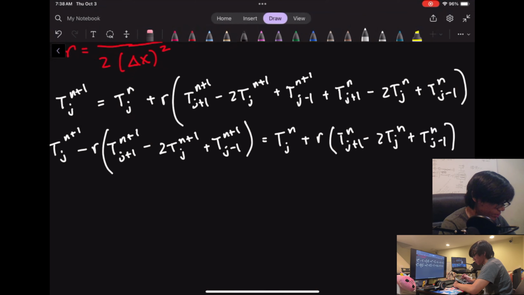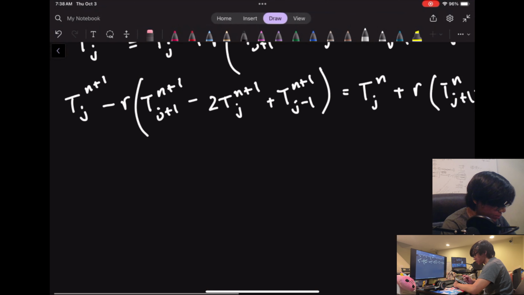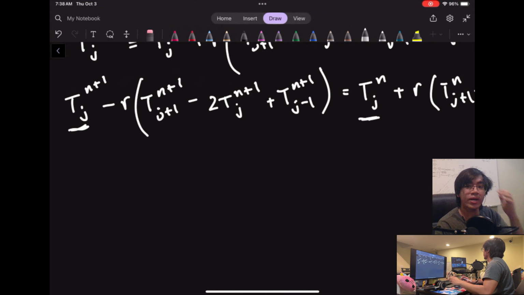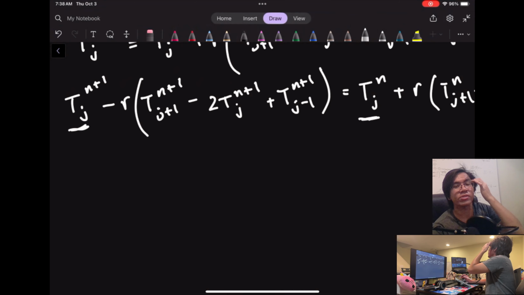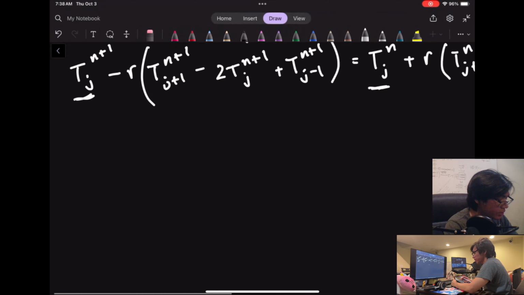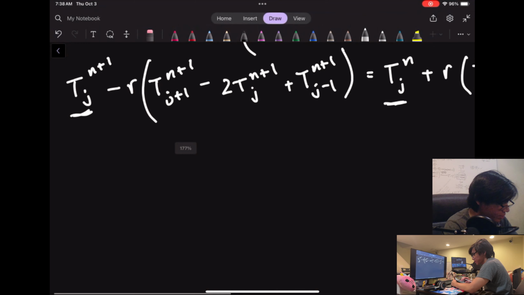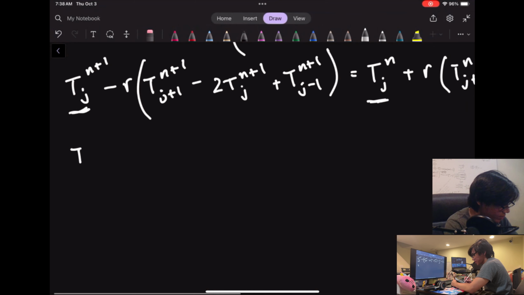Hopefully that's all right. So yeah, we'll factor out this t_j^{n+1} term and then the t_j^n from the right side. You'll notice that they are kind of mirror images of each other, except the signs are a little different. So just pay close mind to that. We'll factor this out: we have t_j^{n+1}, and factoring that out gives us a 1. And then from the parentheses, we have minus r.